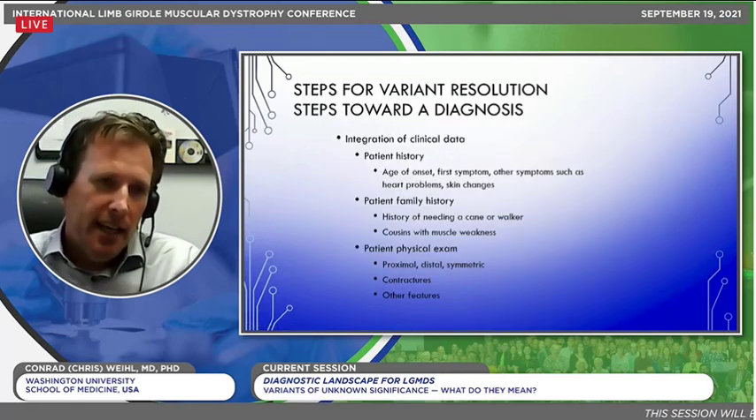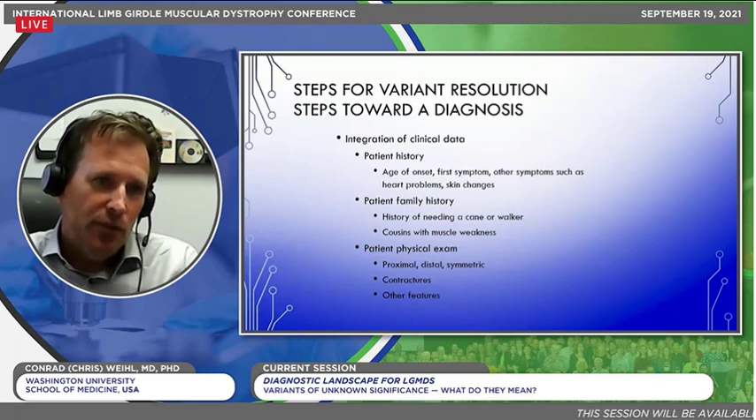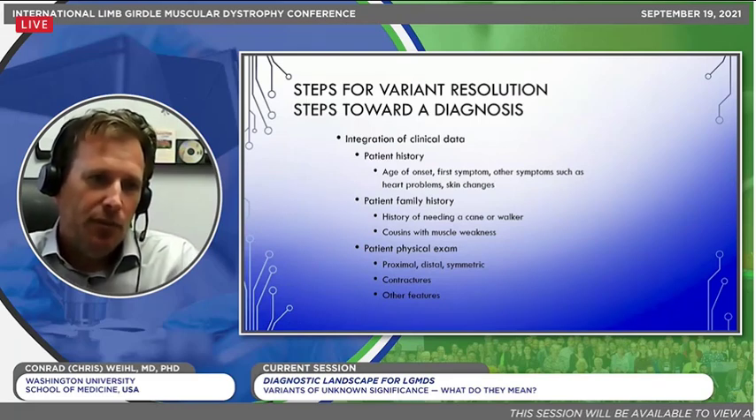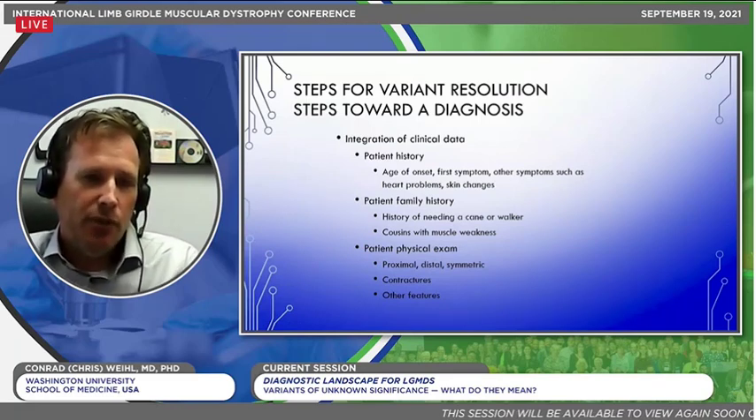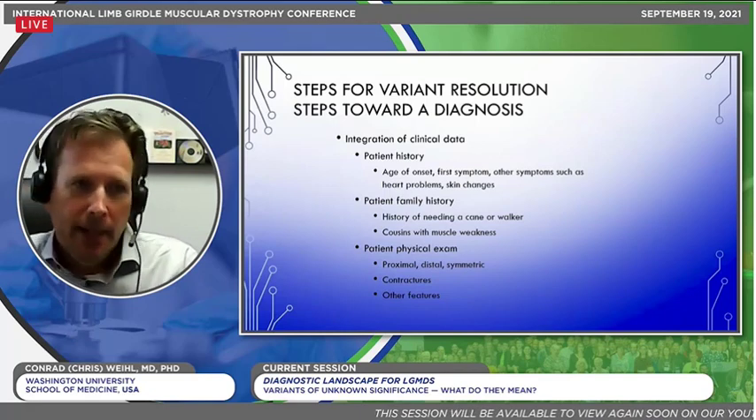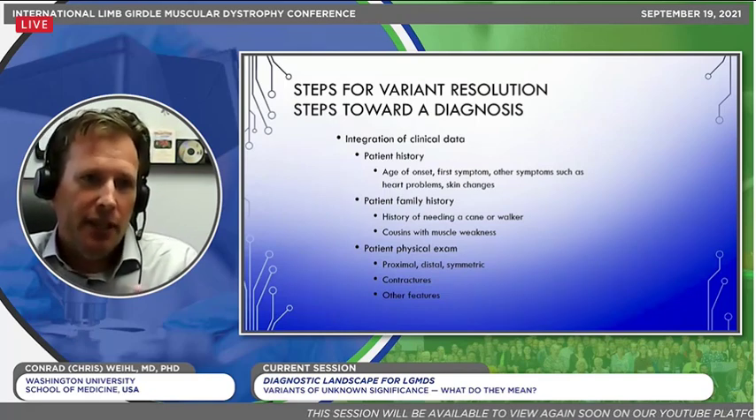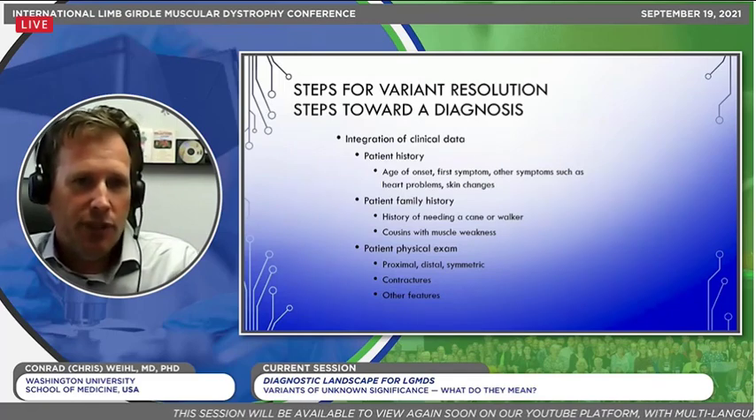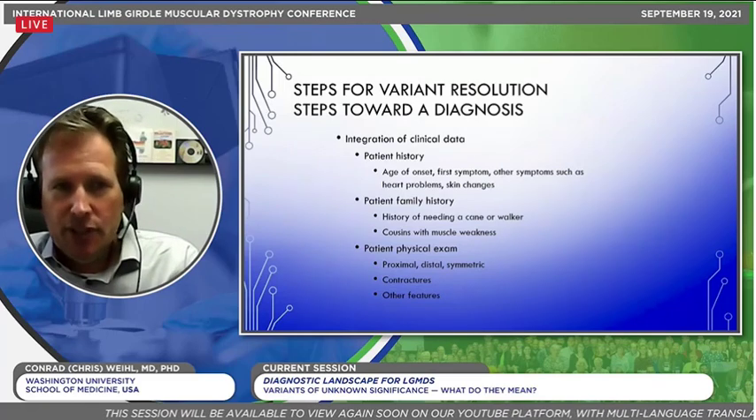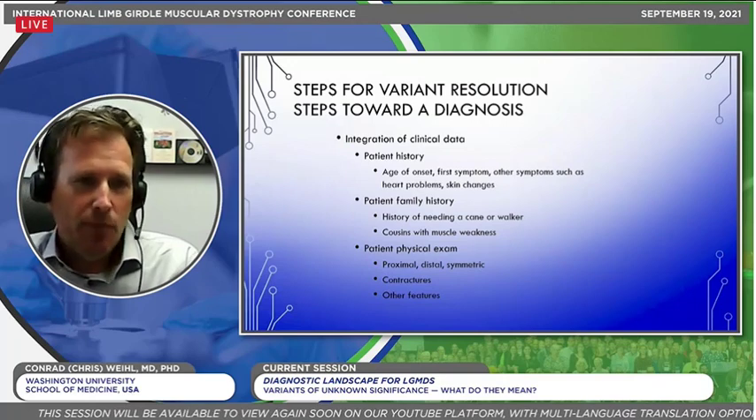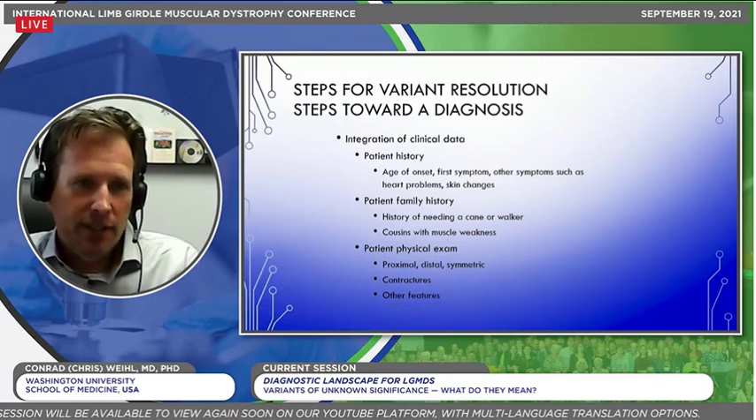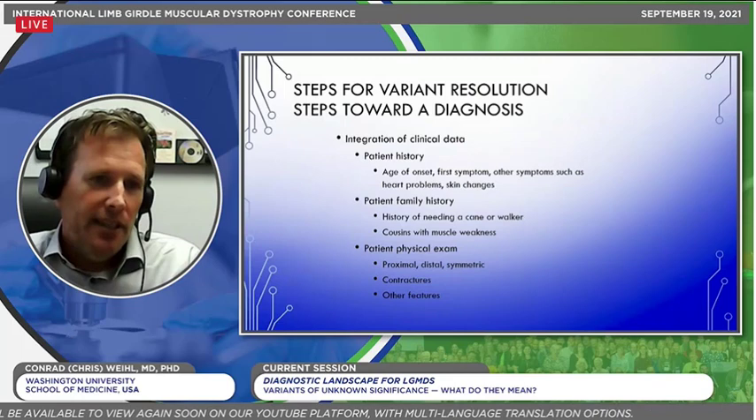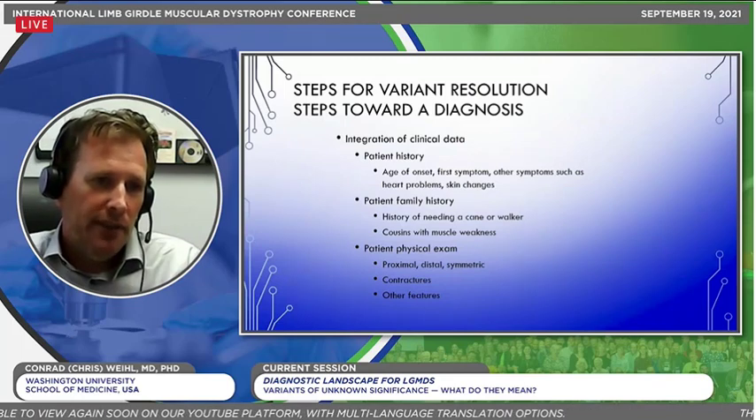So how do we decide? How do we resolve the variants? What are the steps toward a diagnosis? Well, we try to do what I call an integration of the genetic data and the clinical data. And so we take a patient history. We find out when the age of onset was. We ask what the first symptom was. We see if they have other symptoms, maybe skin changes, heart problems that might make me think of other diseases. Do they have a history of needing a cane or walker in the family?